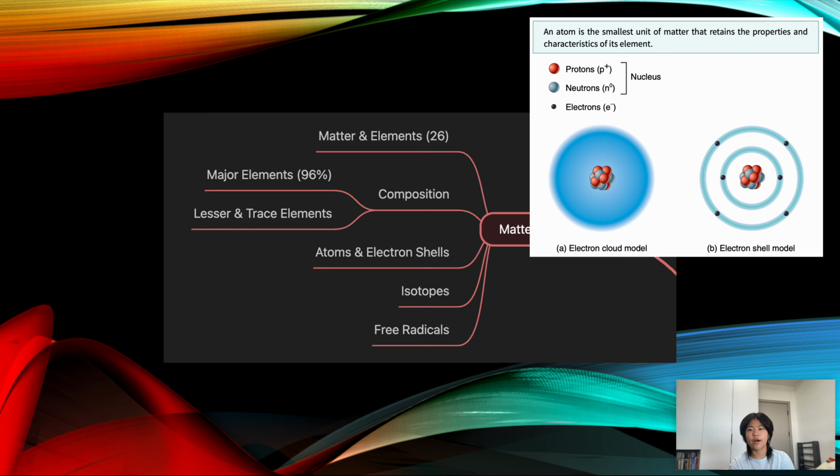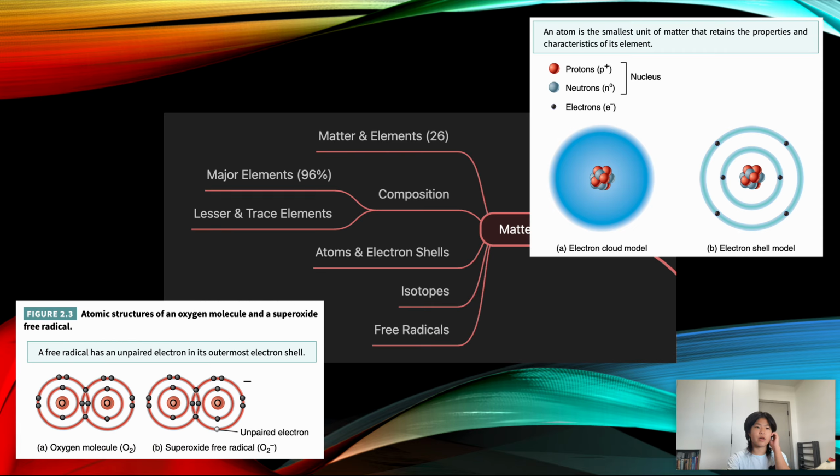Lastly, we see here in the mind map that we have something called free radicals. These are atoms or groups of atoms with unpaired electrons in the outer shell, the outermost electron shell to be clear. An example is called a superoxide. And here is what a superoxide looks like. We can see here that in the outermost shell of the oxygen to the right side, there is a lonely electron that is not paired.